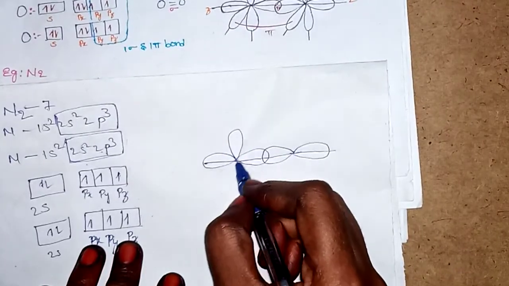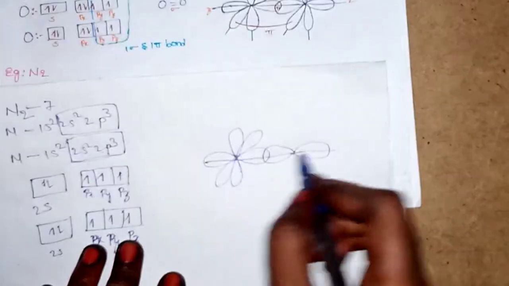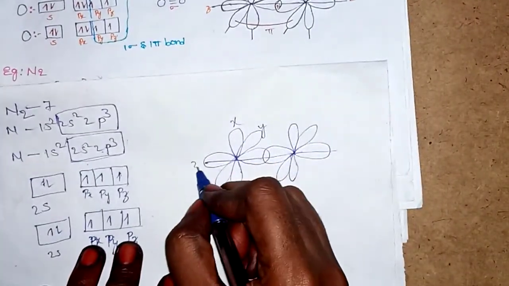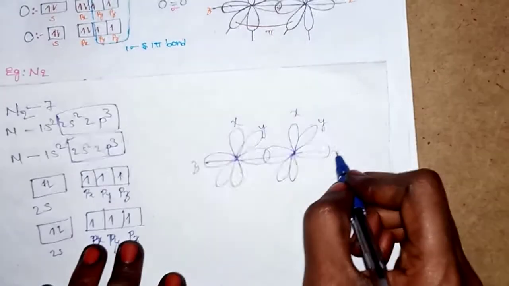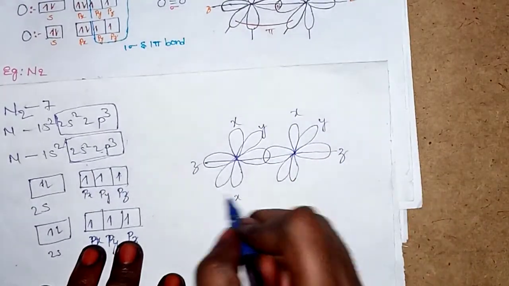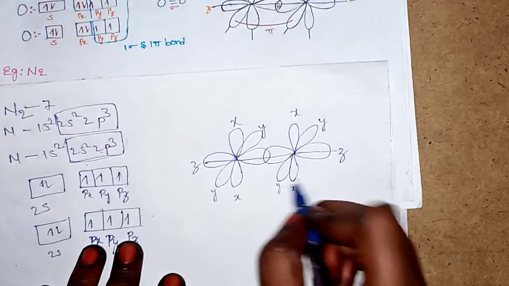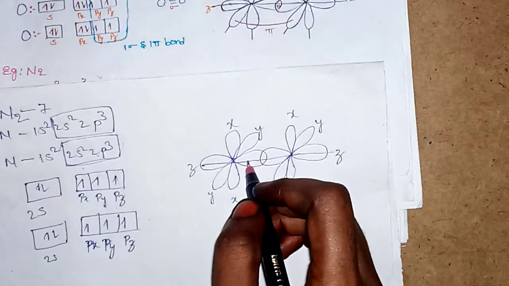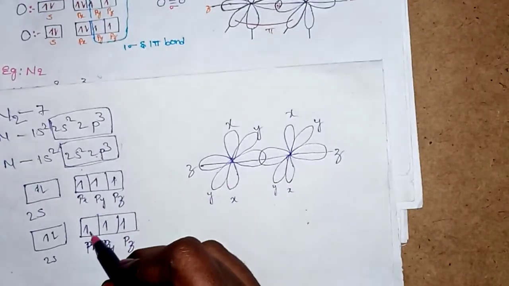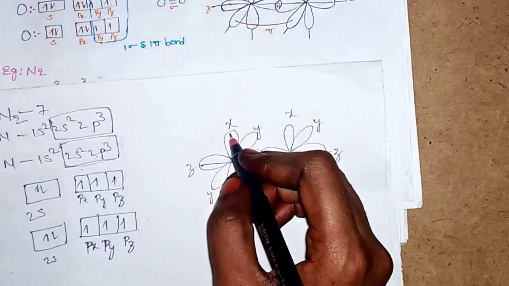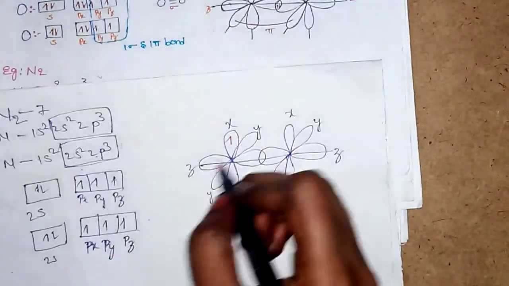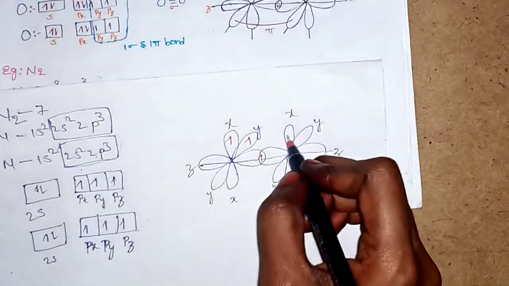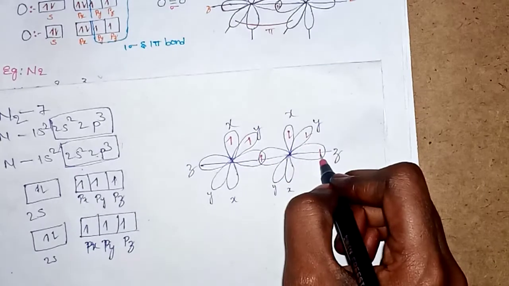Okay, so this is the x-axis, this is the y-axis, this is the z-axis. Already we know x, y, z. So this is x, this is y, this is x, this is y. Okay, now we are filling the electrons. In the p orbitals, how many electrons are there here? Only 1 electron. Here also y has 1 electron, and here also 1 electron. So similarly: 1, 1, here 1.